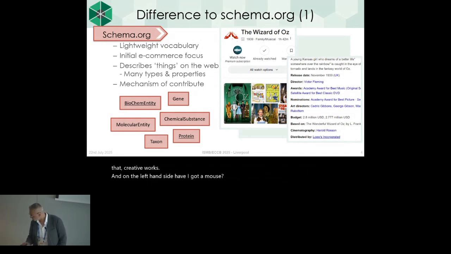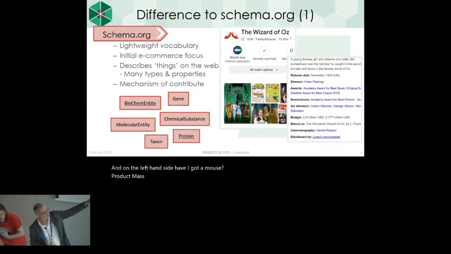And on the left-hand side, have I got a mouse? Have I got a mouse? No. So the Wizard of Oz, where that. You can have a mouse, you can activate this.